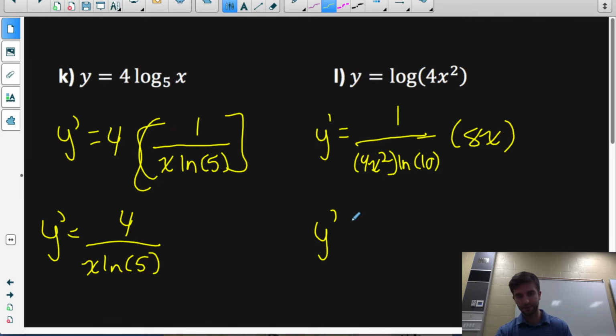And then I could simplify this a little bit because look at these factors. I have 8 divided by 4, that's 2. And this x can cancel with one of those x's. So my final answer here, I've got 2 over, right, 1 times 2 is 2, 2 over x ln 10.